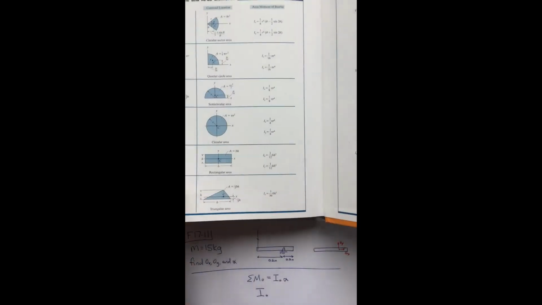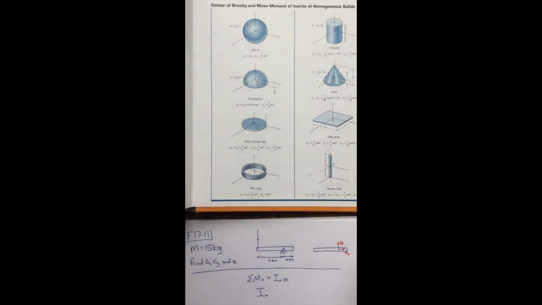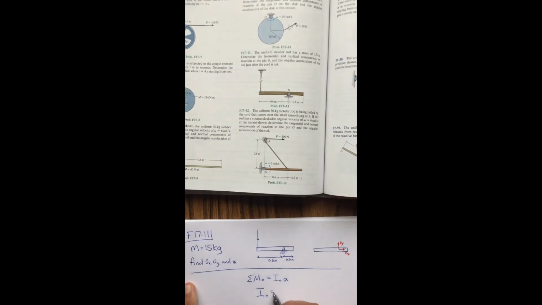I have a slender rod. If I go to the back cover of the book, for the slender rod, about the mass center, the moment of inertia is 1/12 m l squared. So I have 1/12 the mass times the length squared. The length is 0.9, just like it was in Fundamental Problem 9.